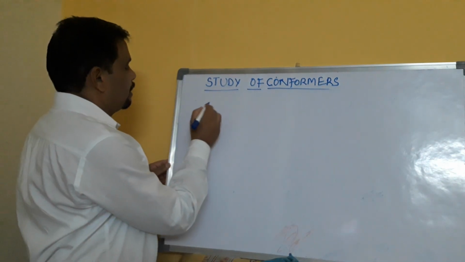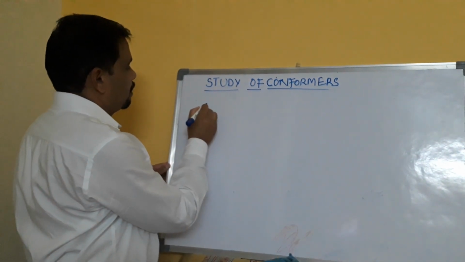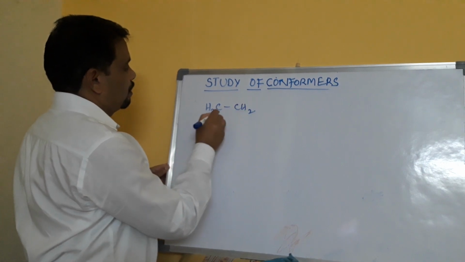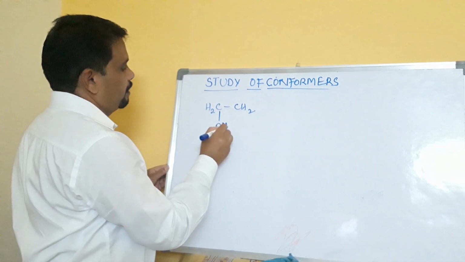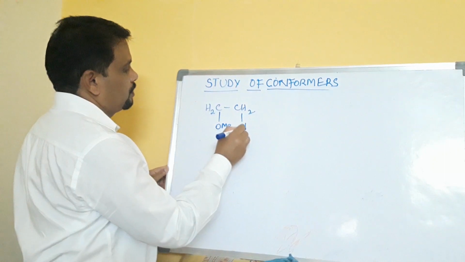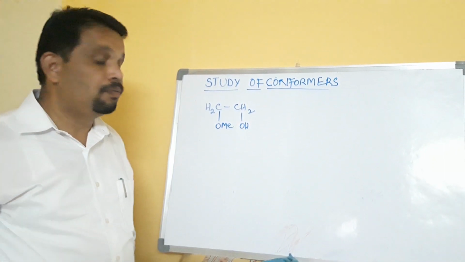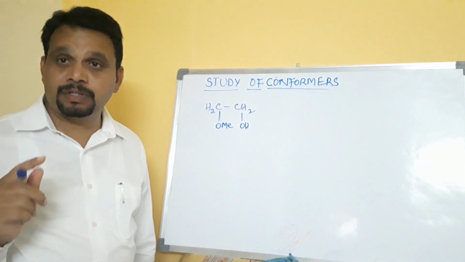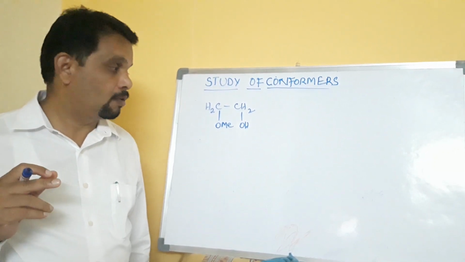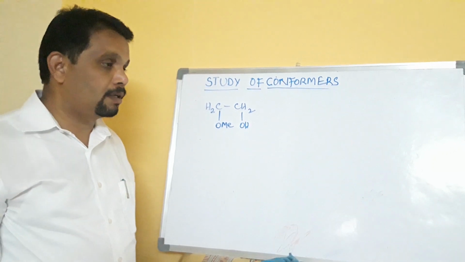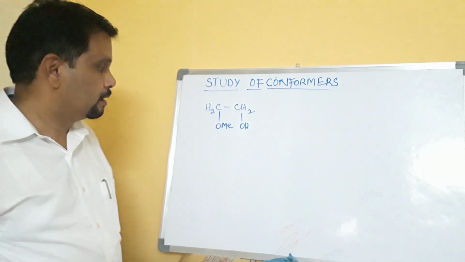Okay, I'll give you one more example on this. CH2OMe and OH. For this example, which is more stable? First, what is the number of possible conformers for this molecule? Okay, the same thing.